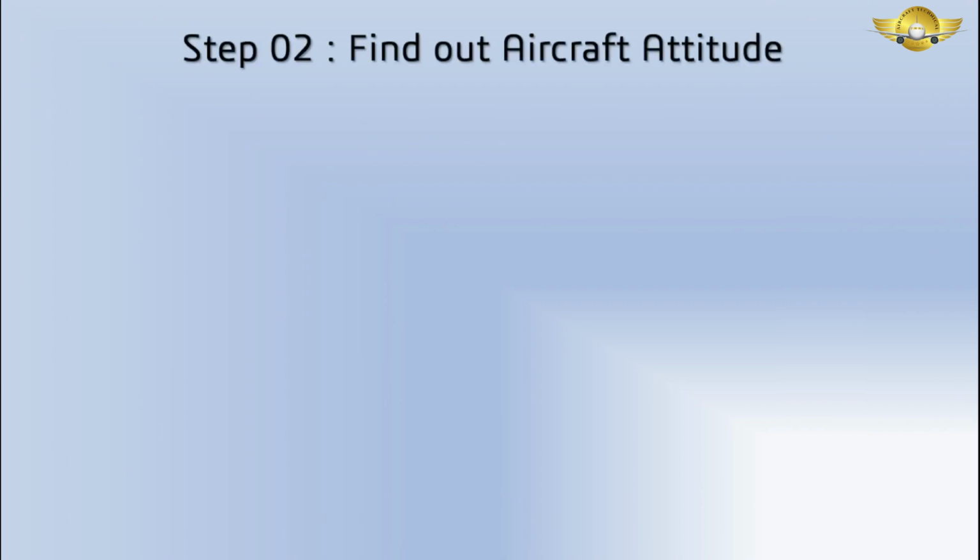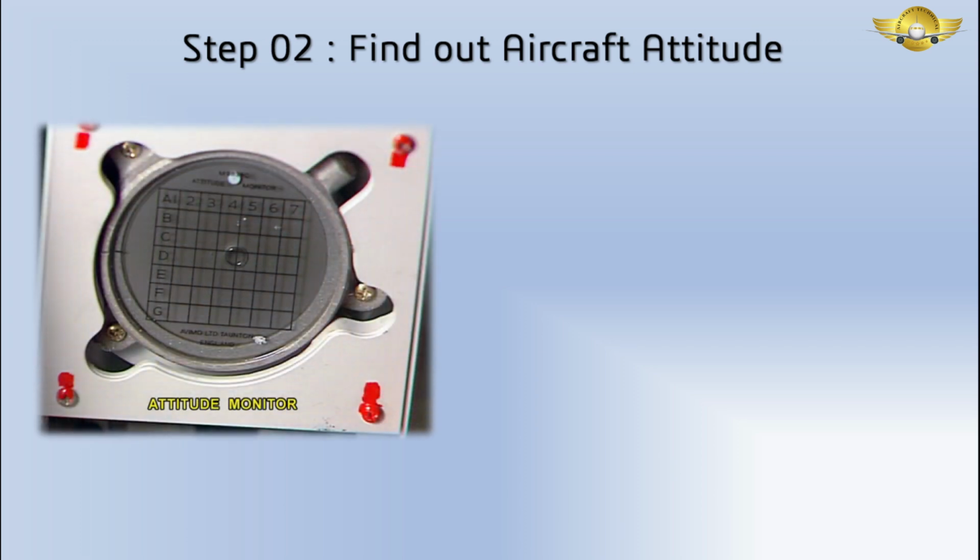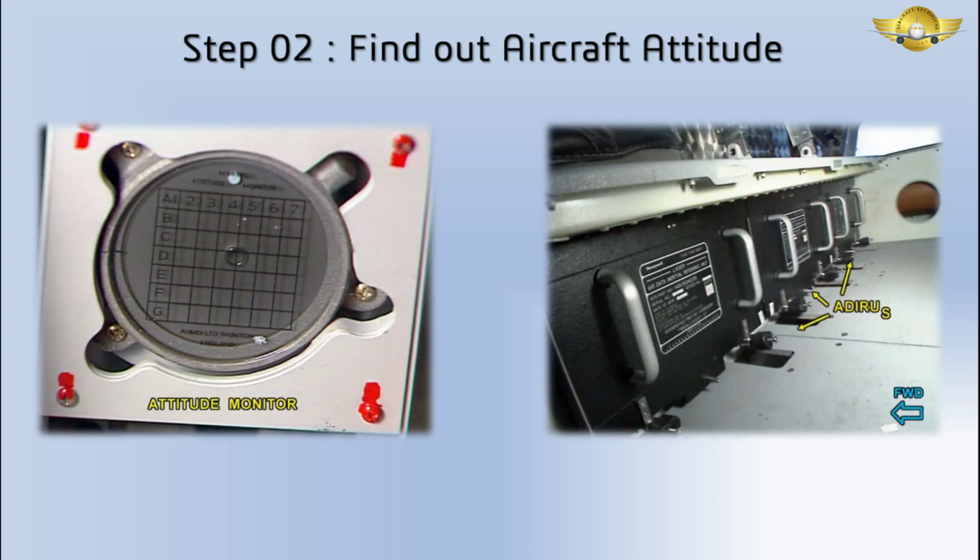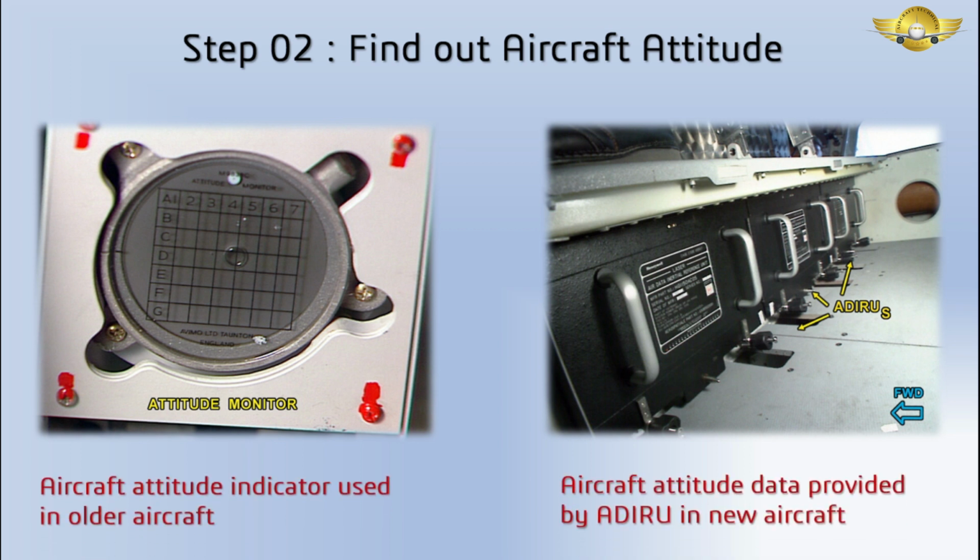Step 2. Find out aircraft attitude. Due to the uneven surface of the apron, fuel volume is not correct in the tank. Aircraft attitude data is very important to correctly measure the fuel quantity. There was a direct reading aircraft attitude indicator in older aircraft. Now in the new aircraft, attitude indicators are eliminated and aircraft attitude data is provided by the Air Data Inertial Reference Unit, that is ADRU.